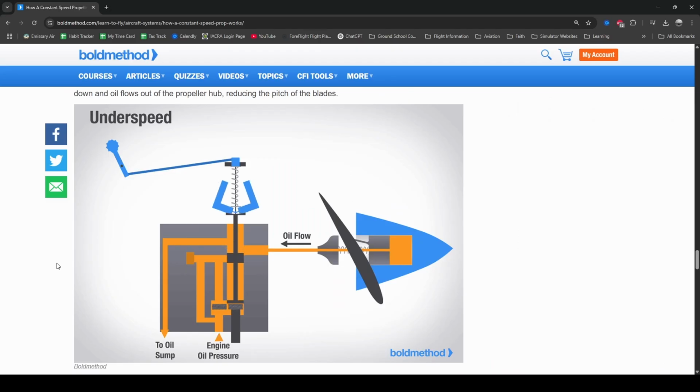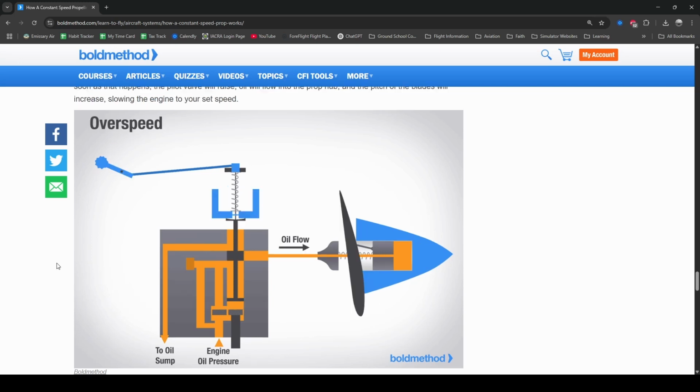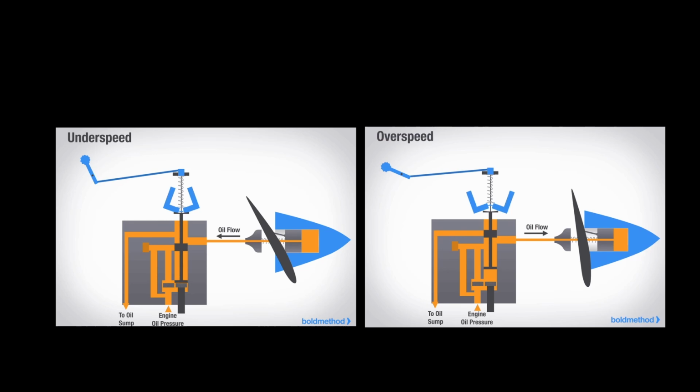In an underspeed situation, the flyweights cave inward, pushing the pilot valve down. In an overspeed situation, the flyweights extend outward and pull up on the pilot valve. The pilot valve is in charge of routing oil either to the prop hub or out of the prop hub. When the pilot valve is pulled up, oil is sent to the prop hub, increasing the angle of attack of the propeller. When the pilot valve is pushed down, oil from the propeller hub is pushed out and returned back to the sump. As the oil leaves the prop hub, the angle of attack of the propeller decreases.